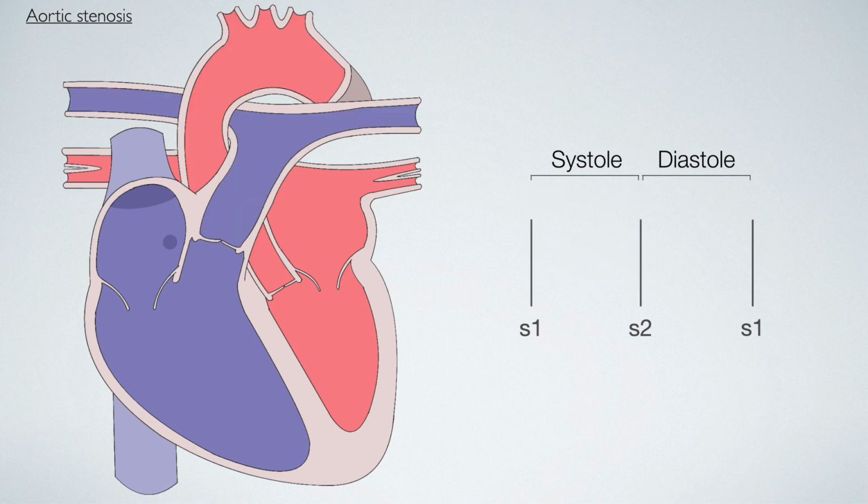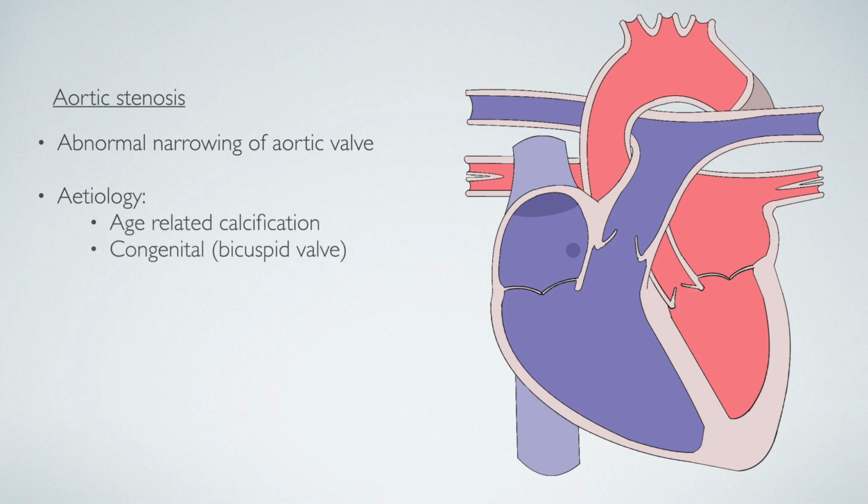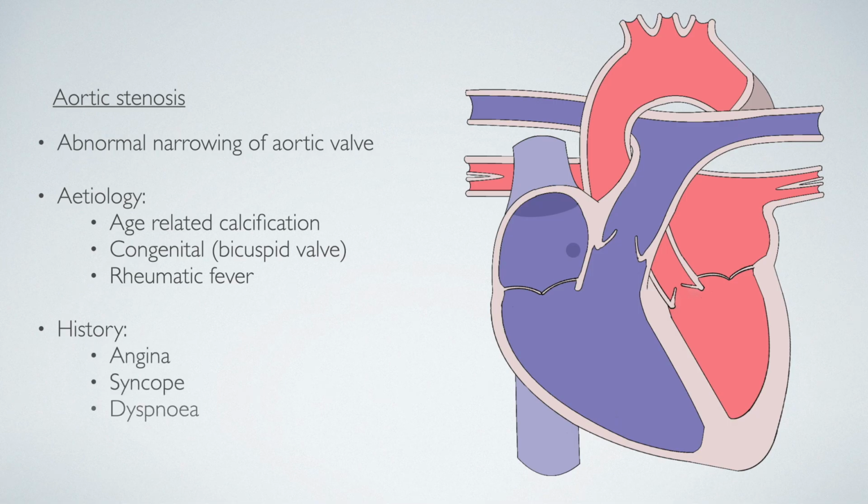Now that we've heard the murmur, let's take a closer look at aortic stenosis. Aortic stenosis is caused by abnormal narrowing of the aortic valve, and the etiology includes age-related calcification, congenital bicuspid valve, and rheumatic fever. The clinical history will typically include angina, syncope, and dyspnea.